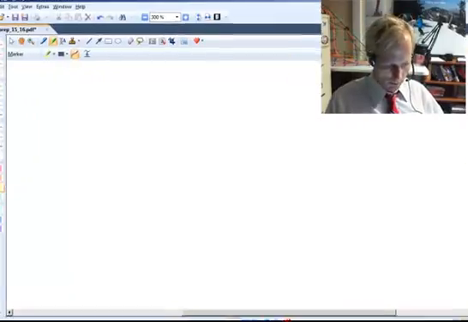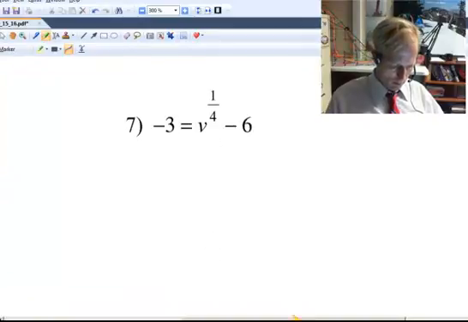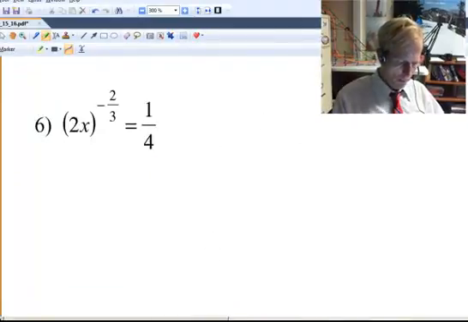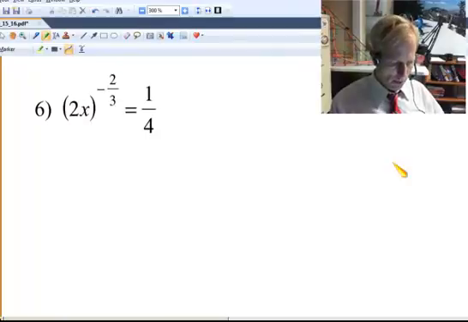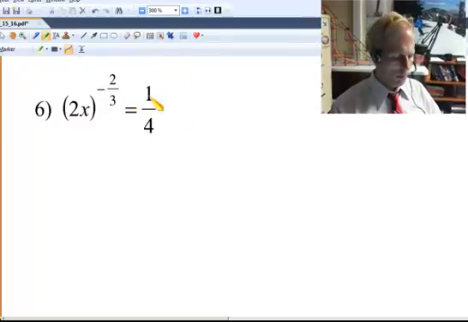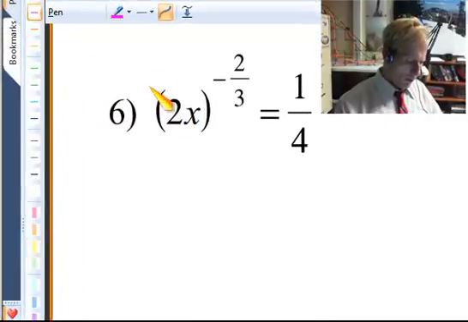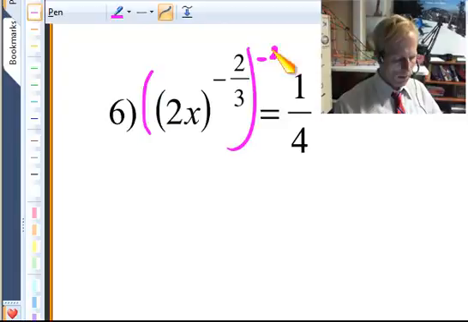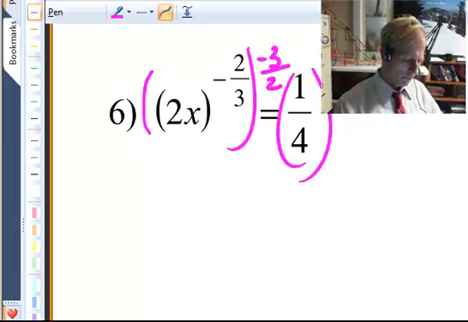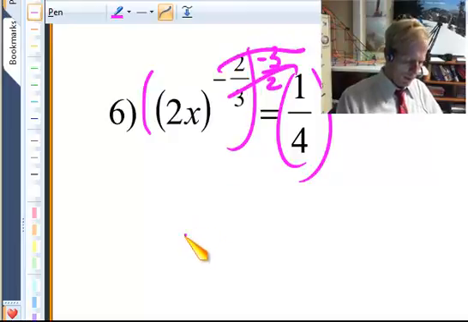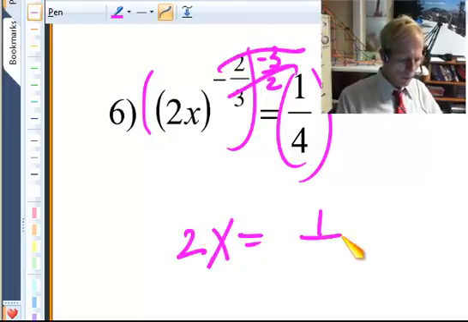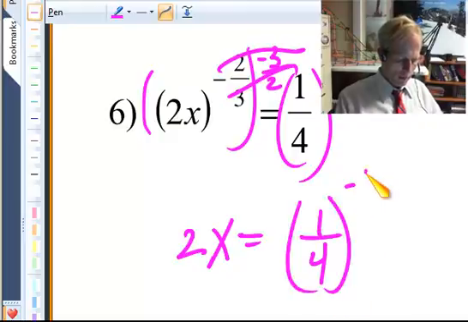Okay, the next one, if I can find it, it's going to be over here. Okay, just because you have fractions and negative fractions, remember the reciprocal of a negative number is also negative. So here I'm going to raise both sides of the equation to the negative 3/2 power, and I'm going to raise 1/4 to the negative 3/2 power. That's going to give me 2x equals 1/4 to the negative 3/2.